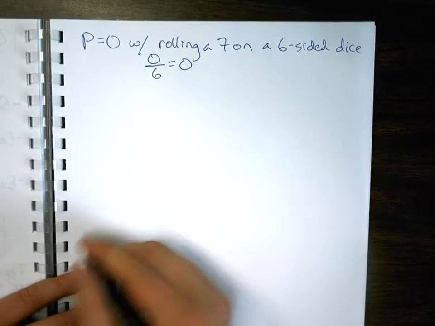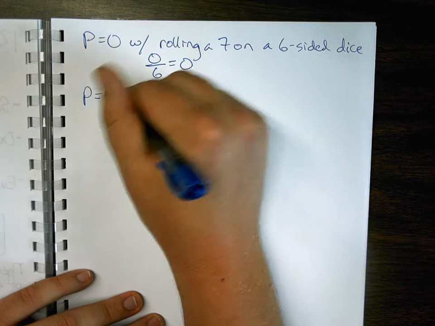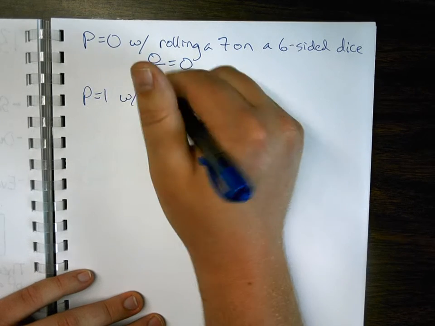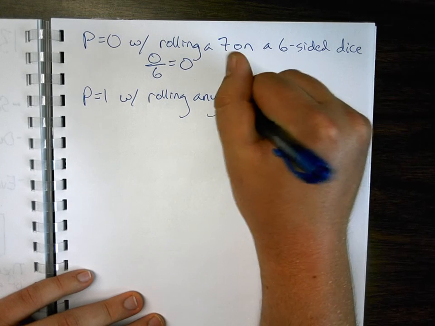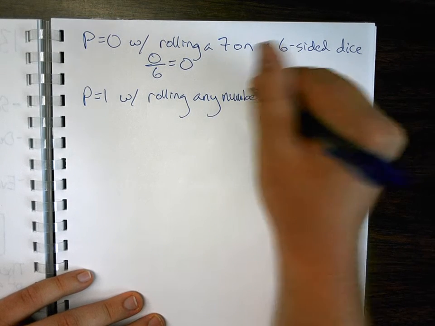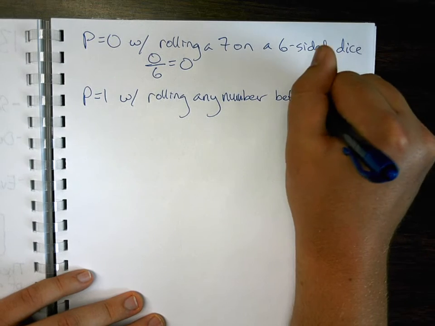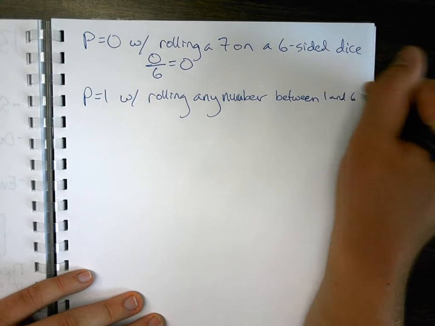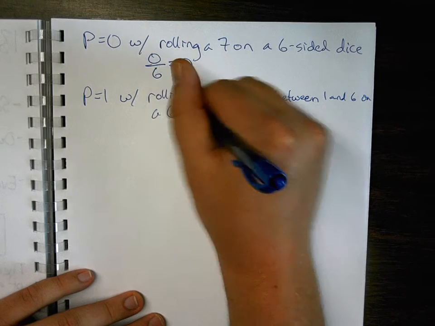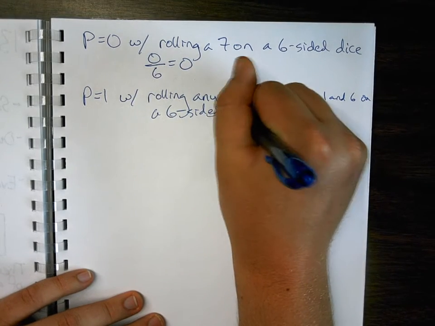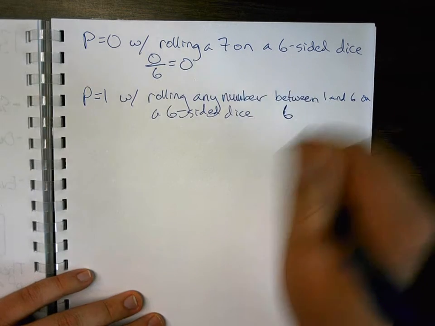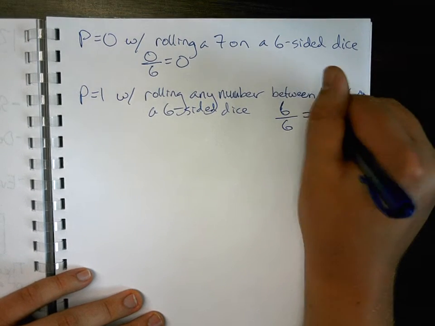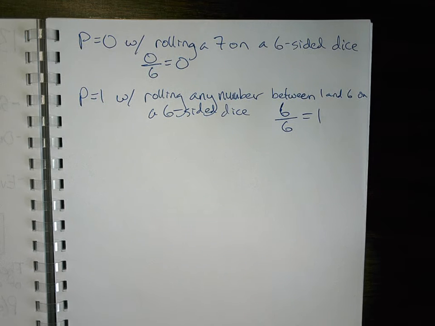This could be 0. Likewise, my probability is going to be 1, or certain, or 100%, when rolling any number between 1 and 6 on a 6-sided die. Why? Well, that's because I have 6 desired outcomes, 1, 2, 3, 4, 5, or 6, and there are 6 possibilities. So I'll get one of those. Or there'll be a 100% chance that I'll receive one of those.